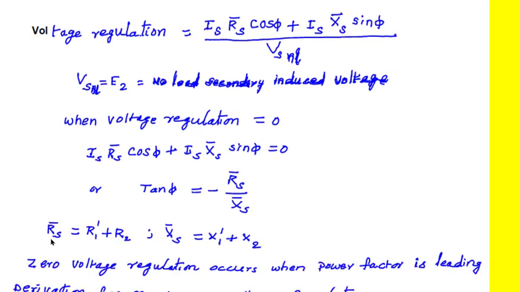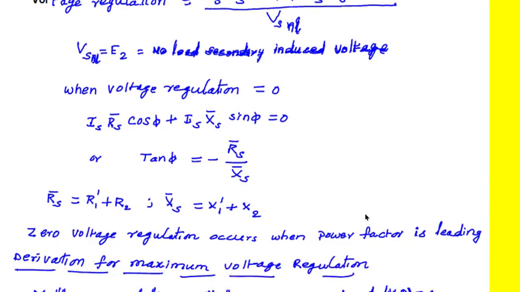So here, as I said, RS bar means R1 dash plus R2. R1 dash means the primary winding resistance when referred to the secondary side. R2 is the secondary winding resistance. And XS bar is equal to X1 dash plus X2. X1 dash means the primary winding reactance when referred to the secondary, and X2 is the secondary winding reactance. So zero voltage regulation occurs when the power factor is leading, or when the load is capacitive in nature. Let us go to the other condition.